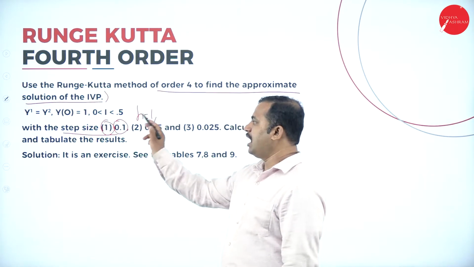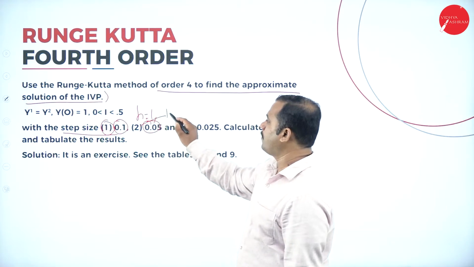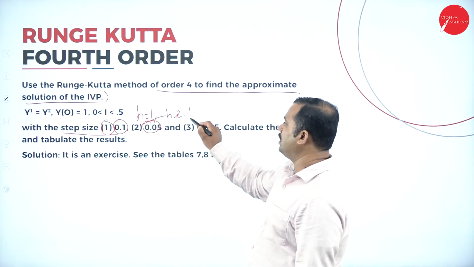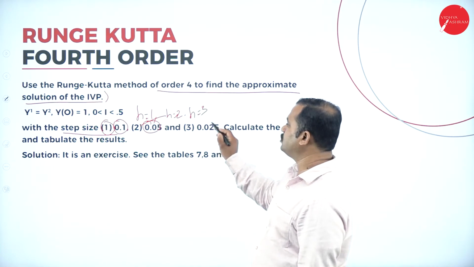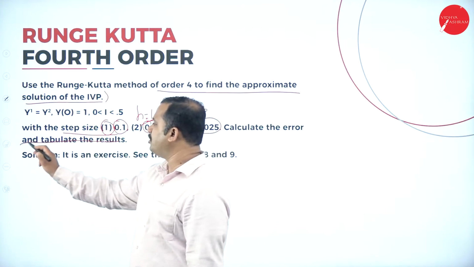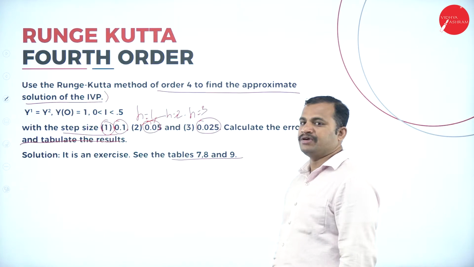That means half of this. When h is equal to 2, we have 0.05. When h is equal to 3, we have 0.025. So calculate the error rate and tabulate the results. If that is the case, we have made tables 7, 8, 9.